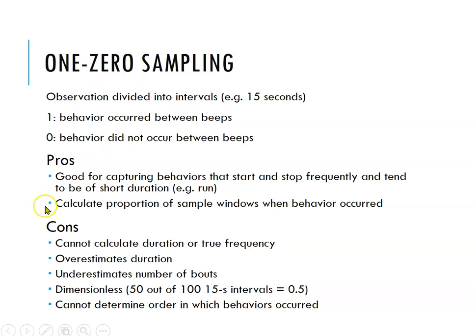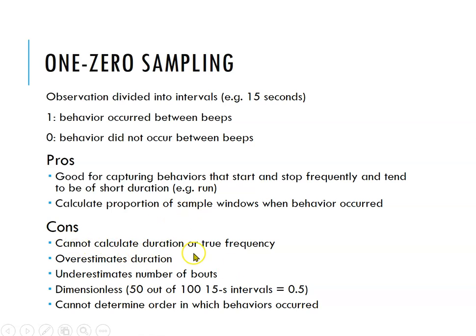This is good in some ways because it allows us to capture behaviors that start and stop frequently and tend to be of short duration, so that we're not continuously starting and stopping our timer, wanting to know what's going on in continuous sampling. This is good because it allows us to calculate the proportion, so on average, how often these specific behaviors are happening.